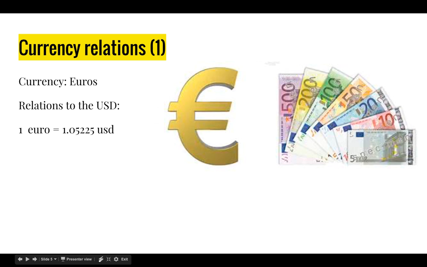Currency relations. In the Netherlands, we use the currency euros, and it is related to the US dollar because 1 euro is equivalent to 1.05225 US dollars. To the right are 2 images that represent our country's currency, this one being the symbol of the euro, and this is an example of the picture of what our euros look like.